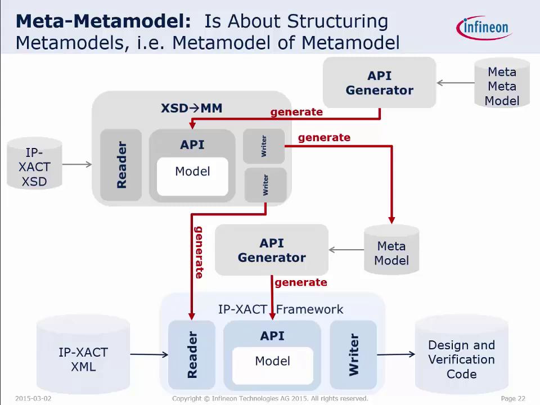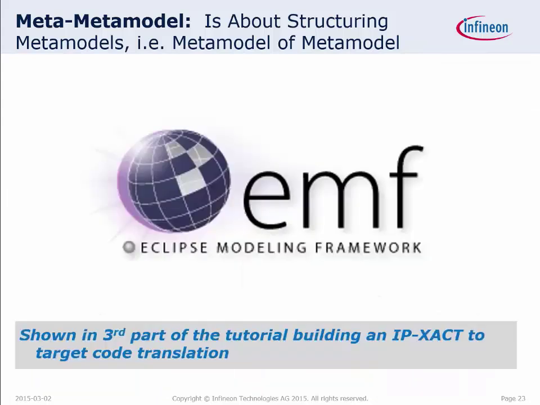So that means it will generate for an IP-XACT XML file the reader, the writer, and the API. So if we now use an XSD schema of something else, then we can directly read this, just press a button from the point here, and we will get all this generation framework generated. So this is about the meta modeling. The Eclipse Modeling Framework is able to do the same thing, so Daniel will present it later on.